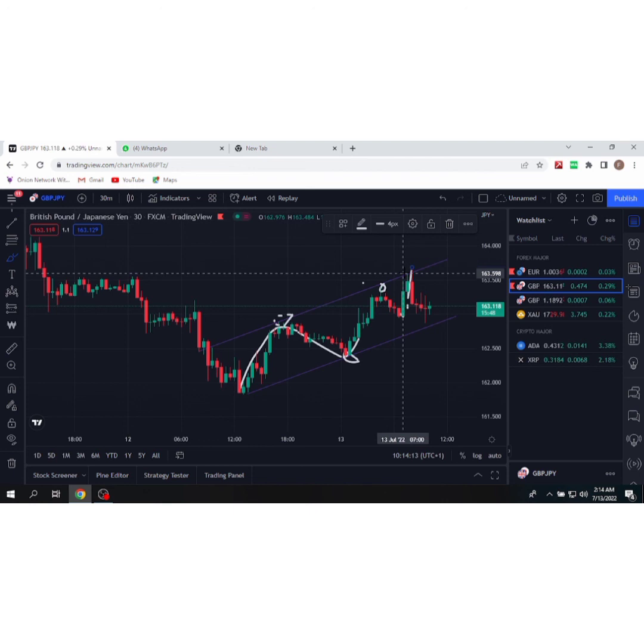Now if you get here, you can just mark the levels. So you first draw your support and your resistance. This is one, that's another one here, and let me see, you can get another one here. I think this is one, and this is another one.